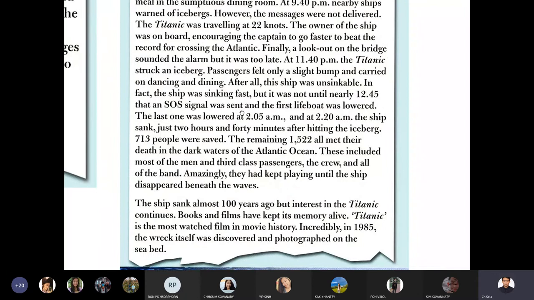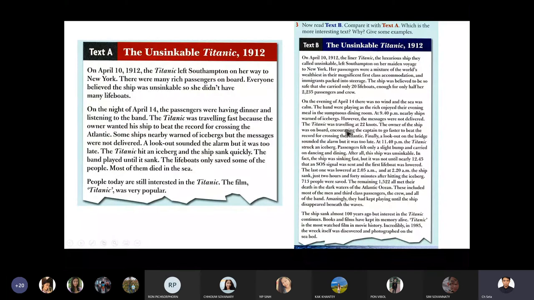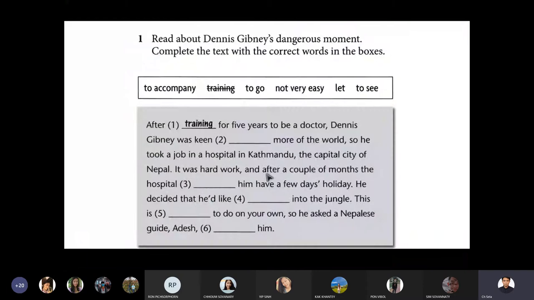Okay, everyone. Now, before I ask you the question, I would like to ask some student to read. Who volunteers to read this text B? Can I? Okay, please. You can start now.